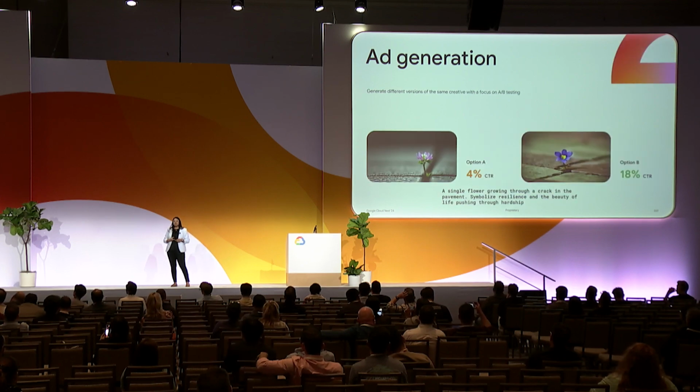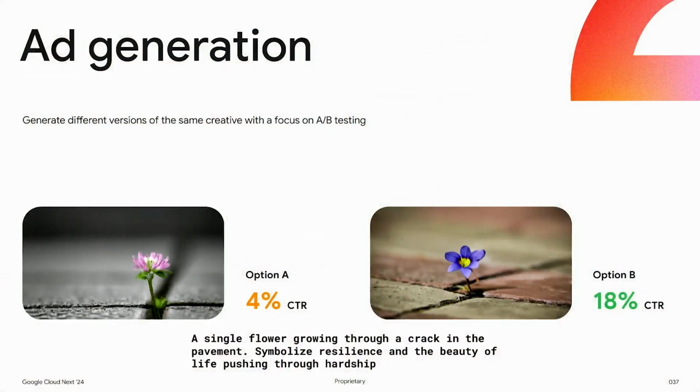Staying with ad generation, another popular category is how do you focus on A/B testing and come up with different variations for A/B testing. And here's another example I have put where, again, the prompt is pretty open-ended and is more conceptual, if you will, and you get two separate versions which you could easily run for A/B testing.